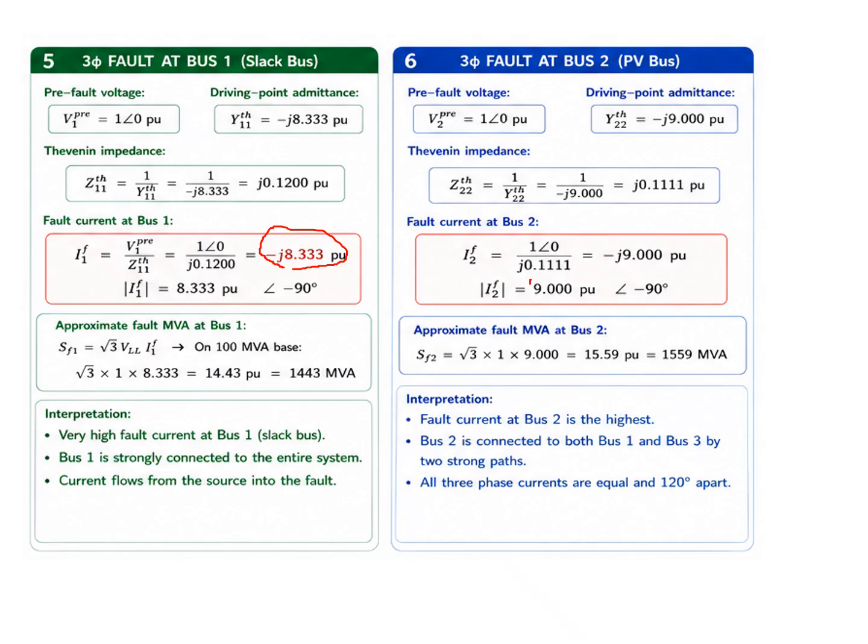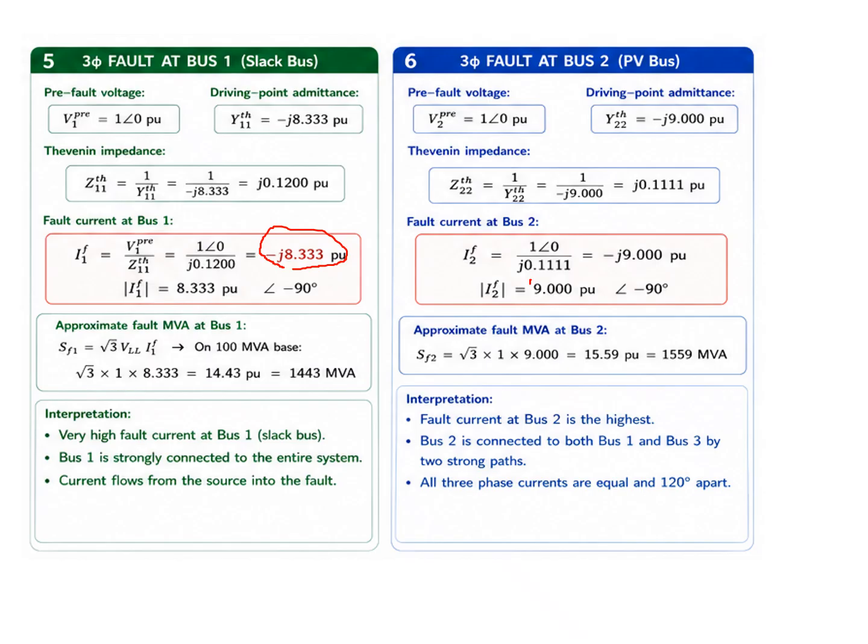In addition to that, the approximate faulted MVA at bus 1 is calculated by using root 3 times VLL, considering 11 kV. For example, in our case, IF is already calculated from this relation. So we can use this as the magnitude of the fault, or the power that flows in that faulted bus. In addition to that, a weak faulted bus is also the same.